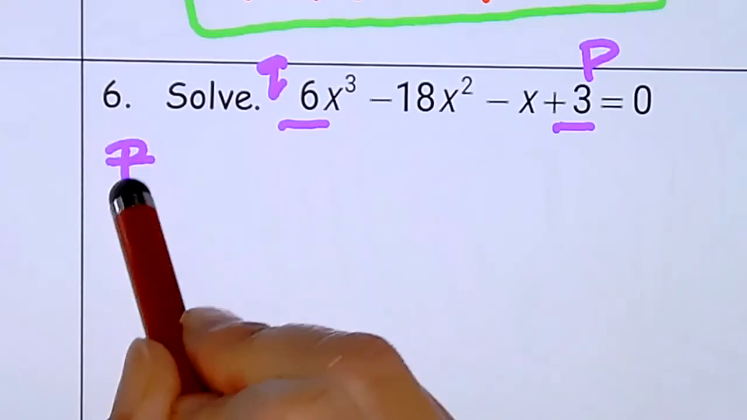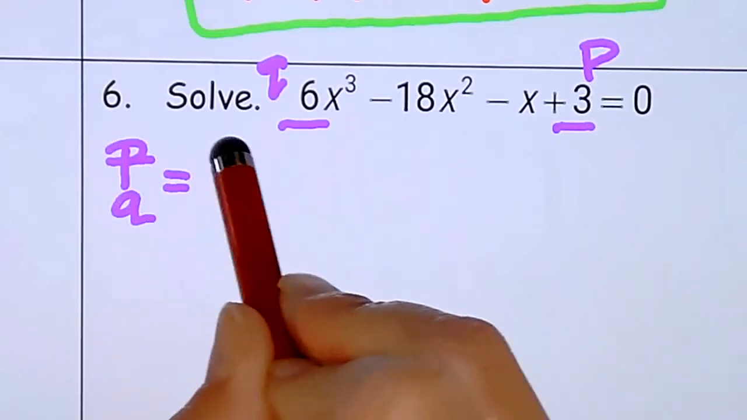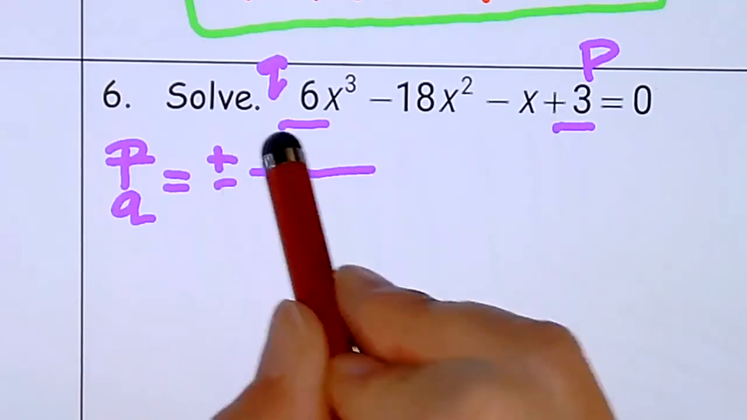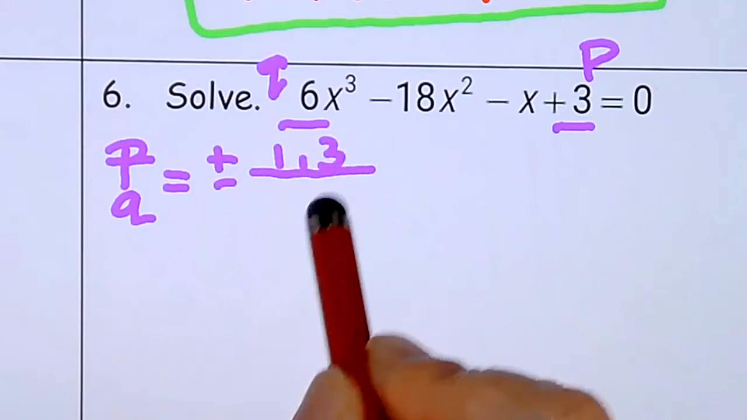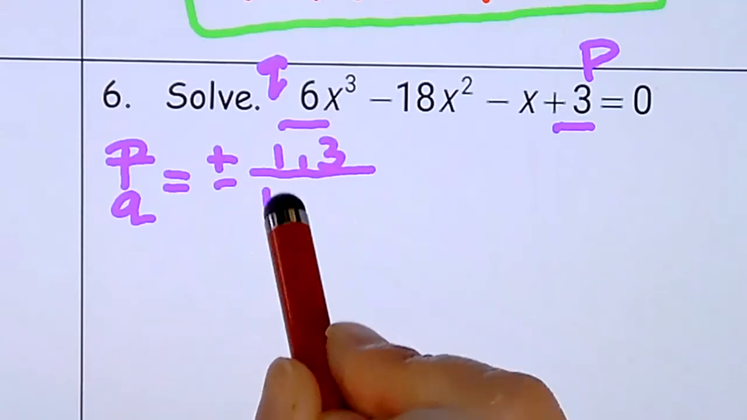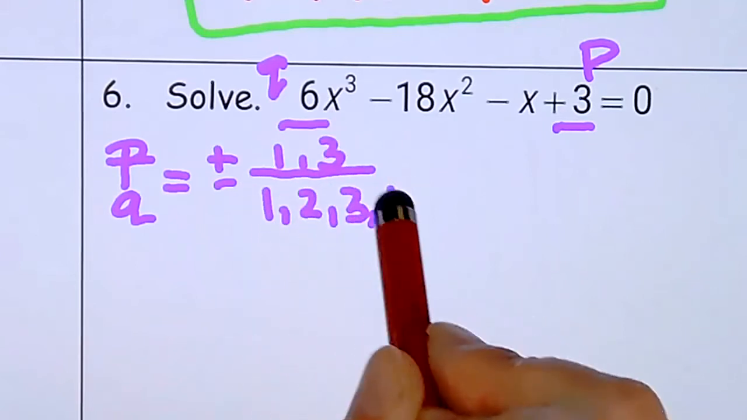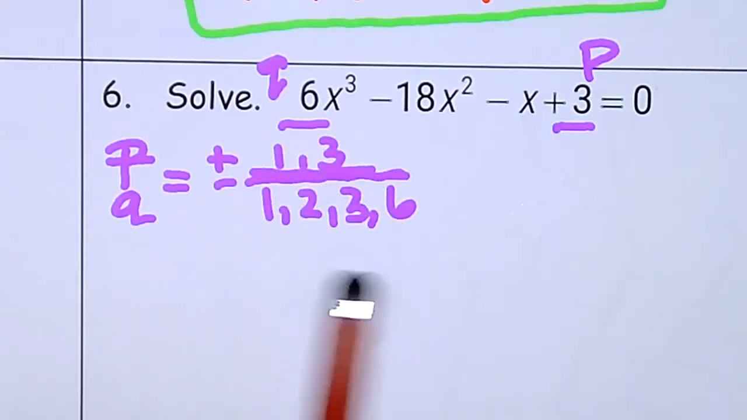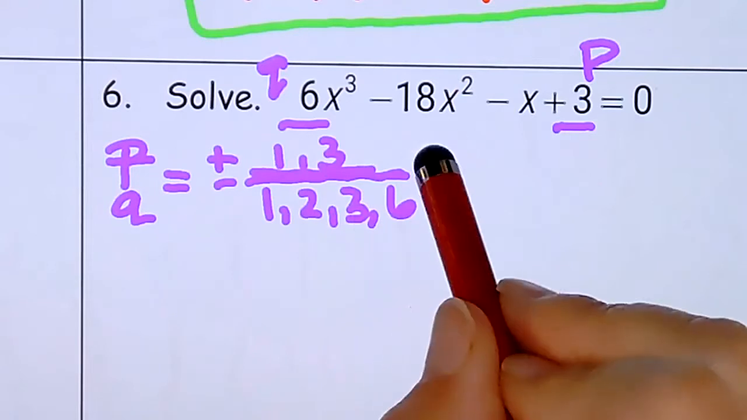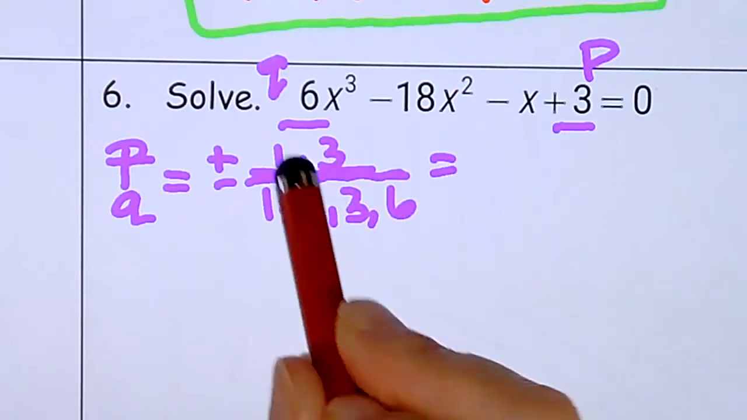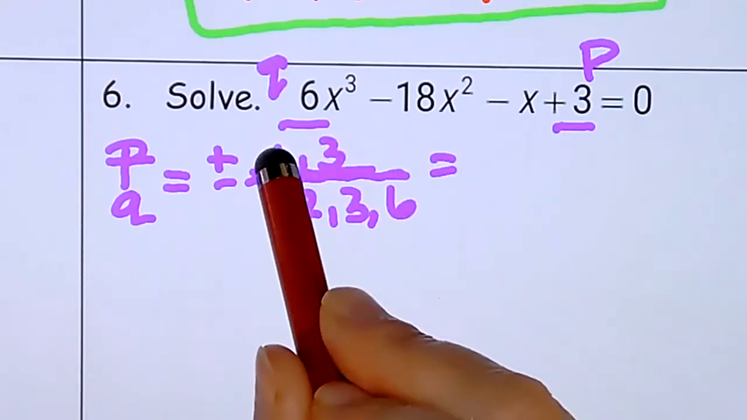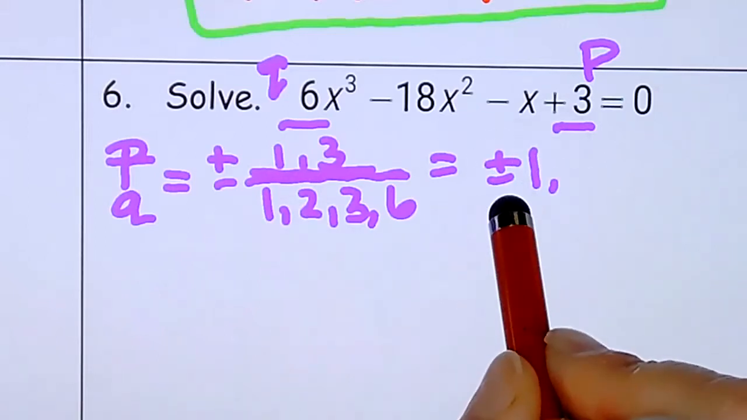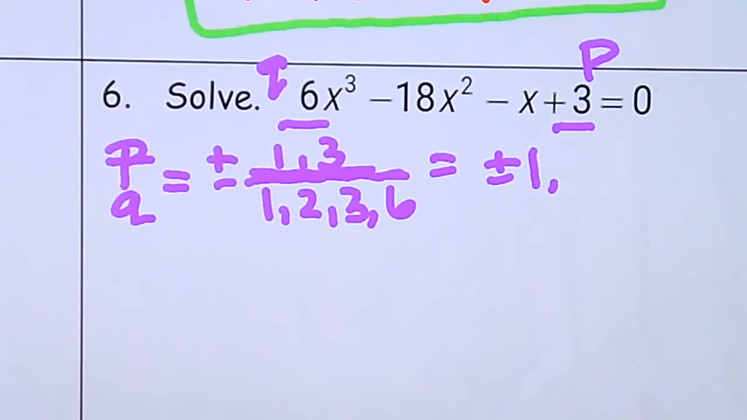So when I'm doing that, I'm going to list positive and negative. I'm just going to put it in front. All these are positive and negative. All factors of 3 are 1 and 3. All factors of 6: 1, 2, 3, 6. So for this one, since this is not a 1 in front, unfortunately, I'm not going to have just integers. I'm going to get some fractions. I'm going to put all of these over 1. So 1 over 1. And again, I'm just going to put the plus minus in front of the whole thing, but all of these have a plus minus.